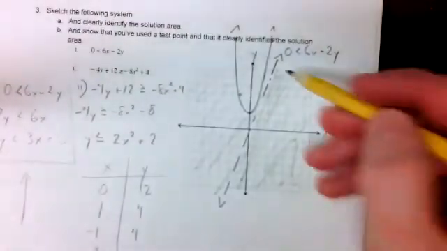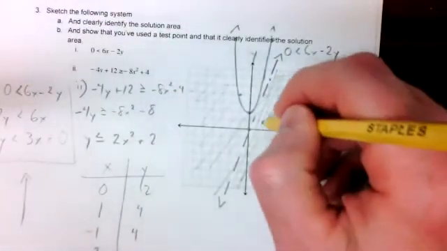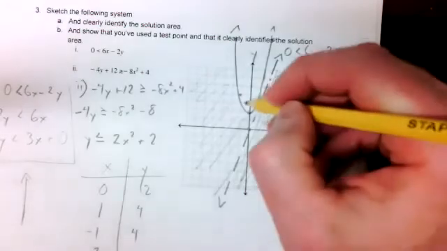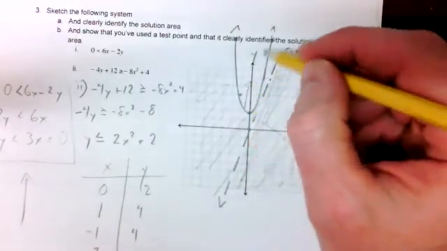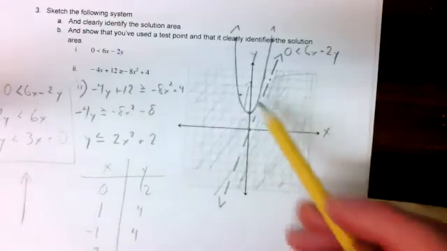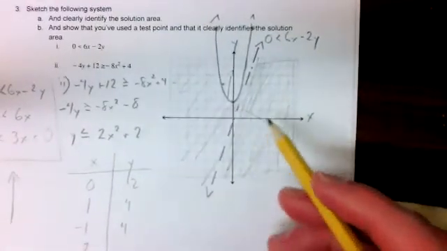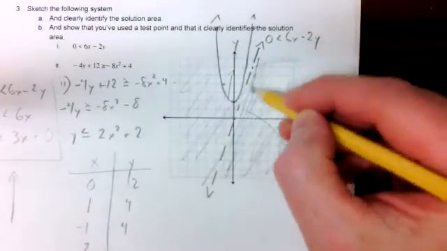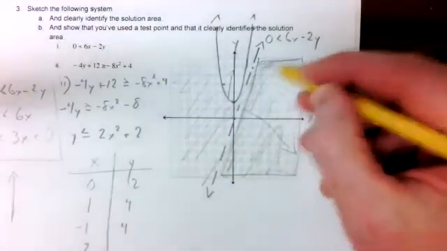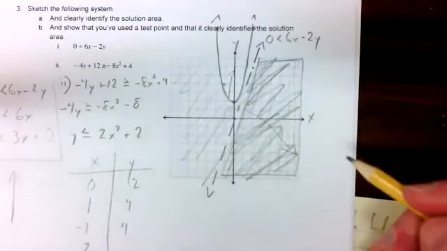It could also be possible, for what it's worth, that this dotted line, it could be shade this side, and then for the parabola, y is greater than or equal to. If there's no overlap like that, that would mean no solutions. Be prepared for that. You might get a test question like that. So anyways, this is our solution area. And then we can test it.